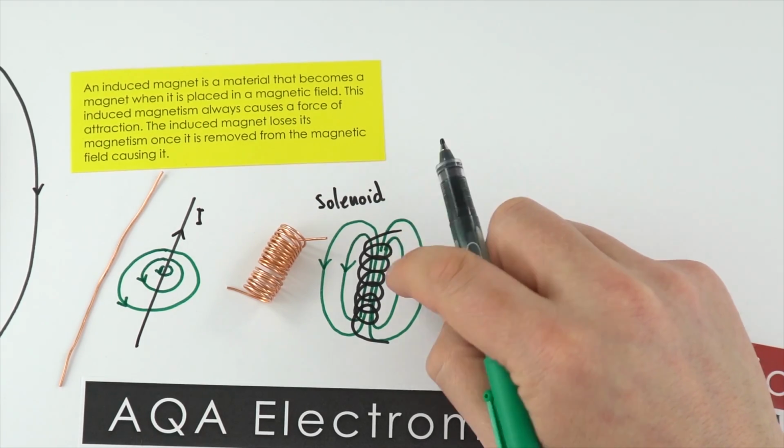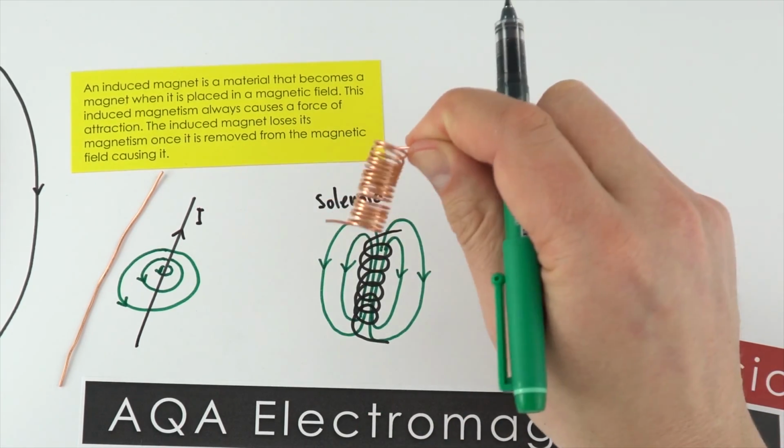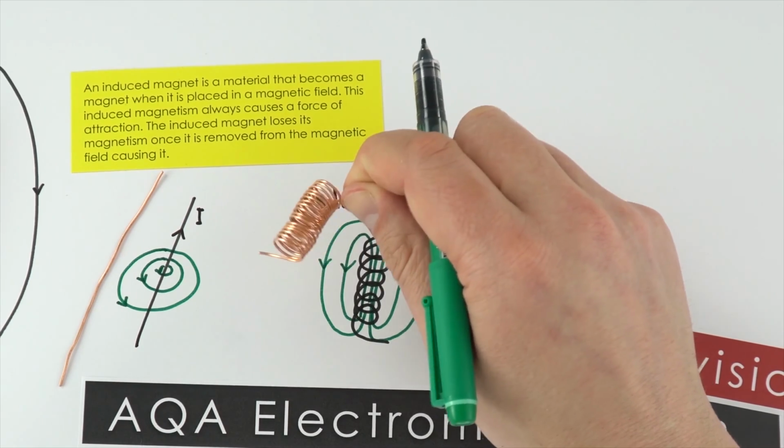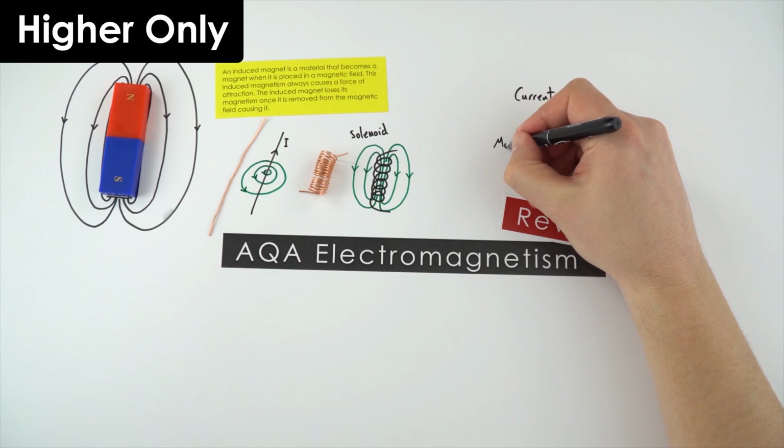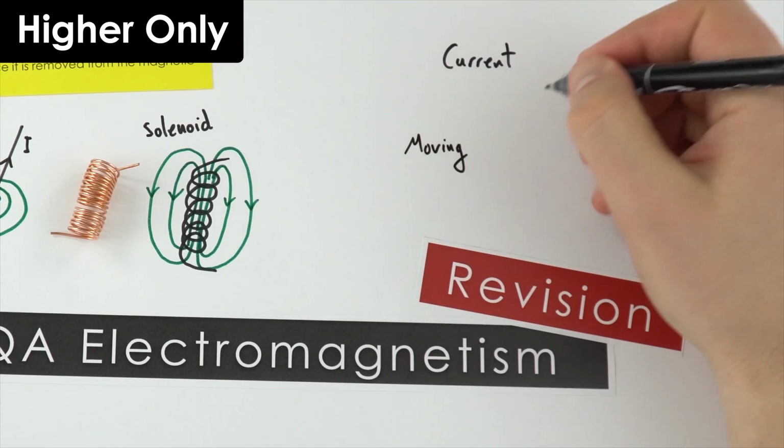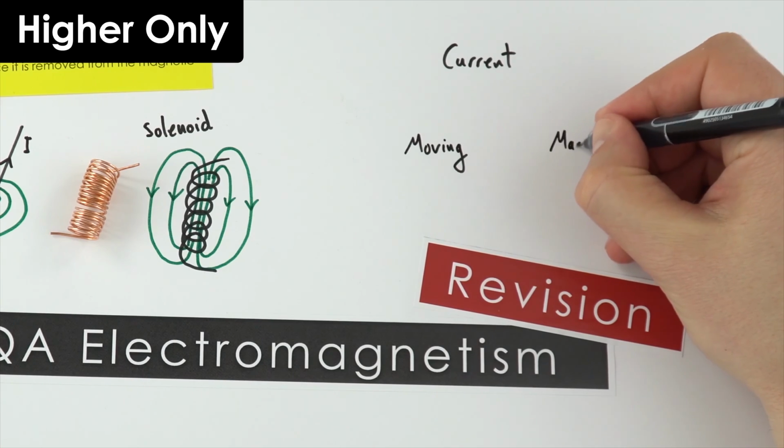And so a solenoid, when you put a current through it, behaves a bit like a bar magnet. And that's incredibly useful for all sorts of devices. Now when you have a current and it's moving, this then causes there to be a magnetic field.